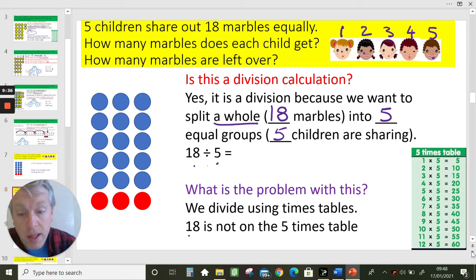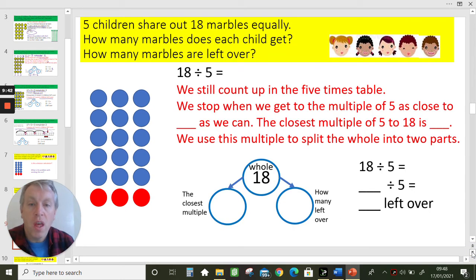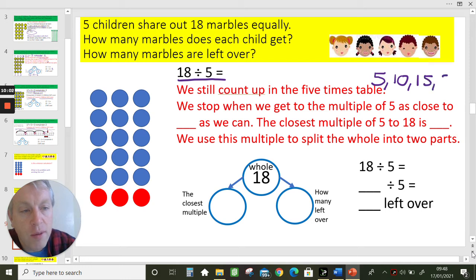And the problem is that 18 is not on the 5 times table. So, just like we did before, when we want to do 18 divided by 5, we still count up in the 5 times table. So let's see. Count up in our 5 times table. 1 times 5 is 5. 2 times 5 is 10. 3 times 5 is 15. 4 times 5 is 20.